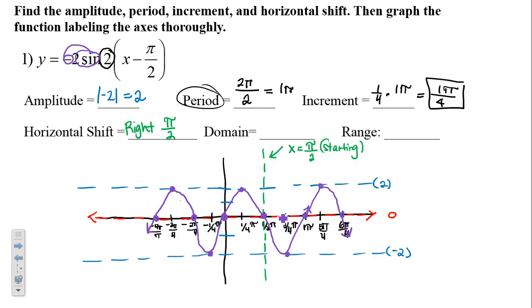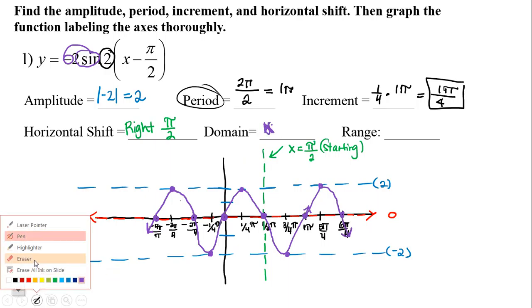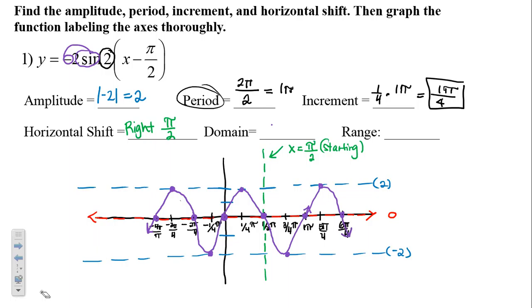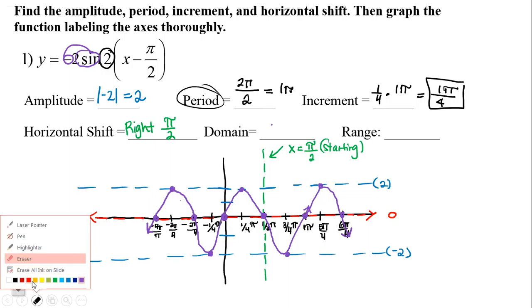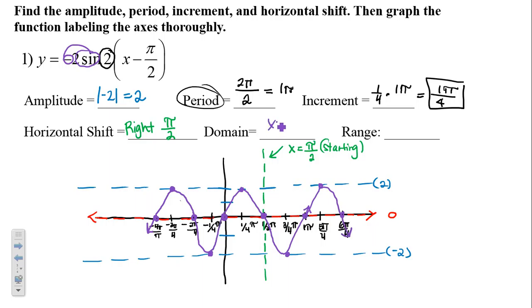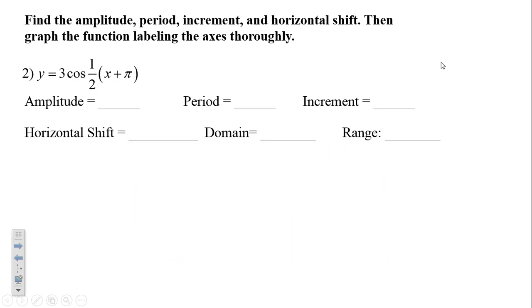All right, so the domain is all reals. X such that X is all reals. And the range then would be -2 to 2 inclusive, or -2 is less than or equal to y, which is less than or equal to 2. If you wanted to use interval notation, it'd be -infinity to infinity. All right, let's do one more.